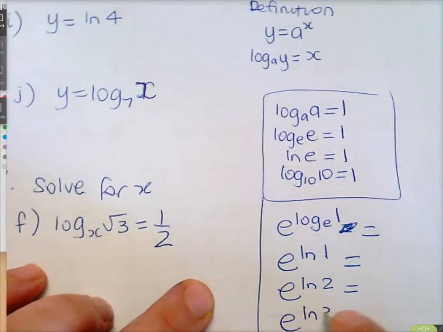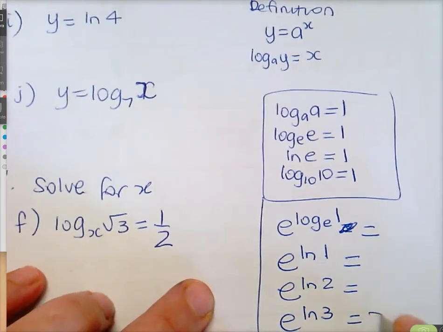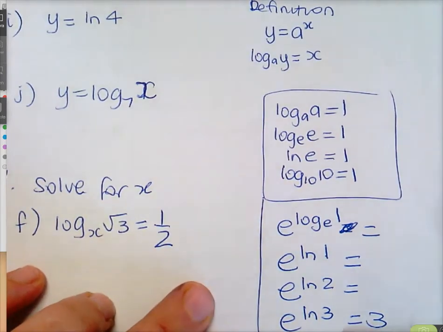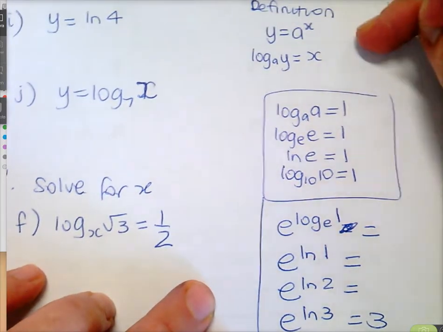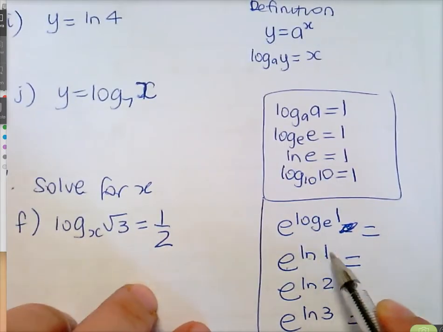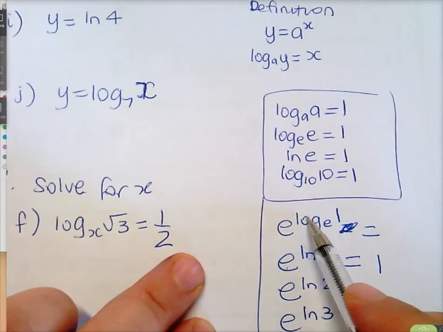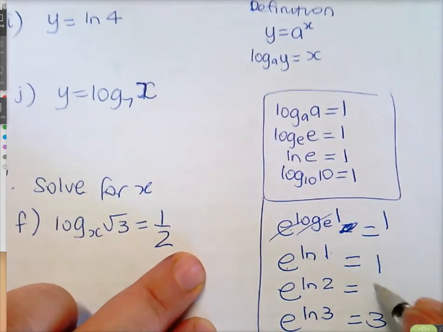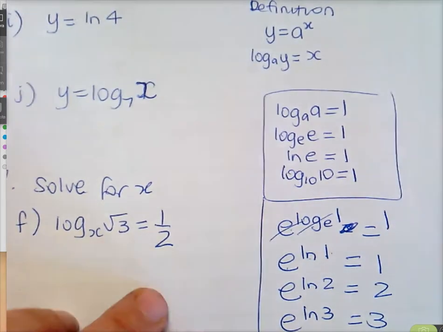e to the ln 3. Tell me what you think happens to e and ln. You can think of them as cancelling. Girls, this is how I'm going to get you to remember this rule. If you do e to the power of ln 1, you get 1. In other words, e and log e basically cancel out. e to the ln 2 is 2. e to the ln 3 is 3.